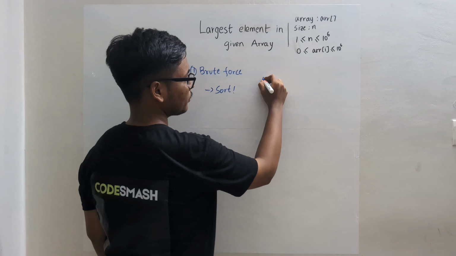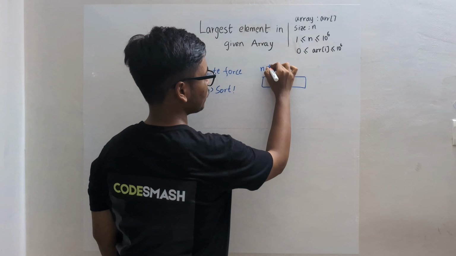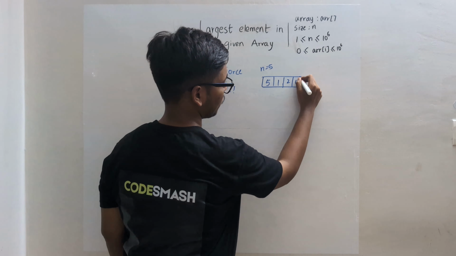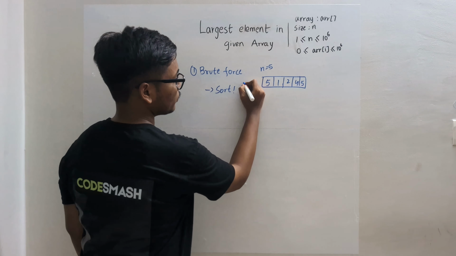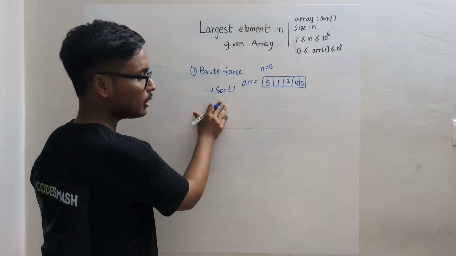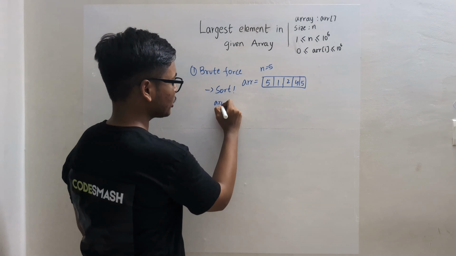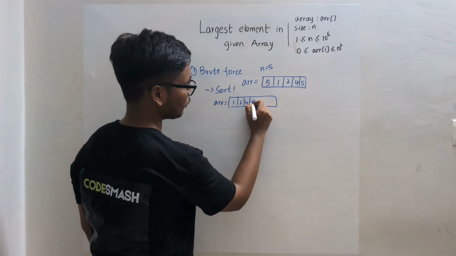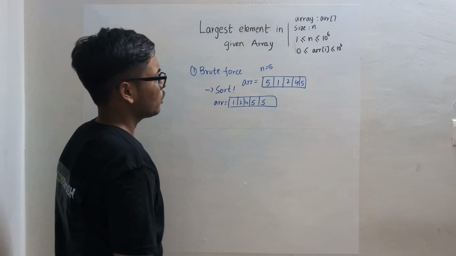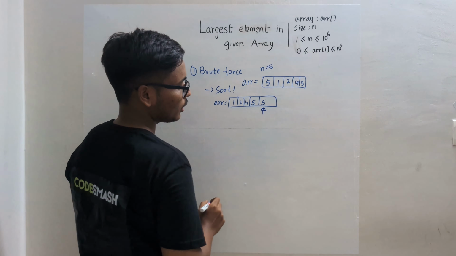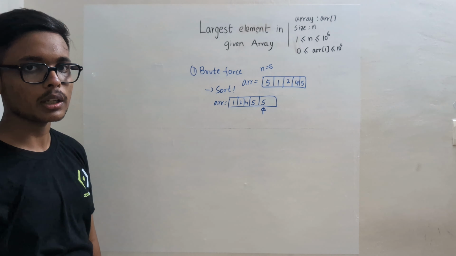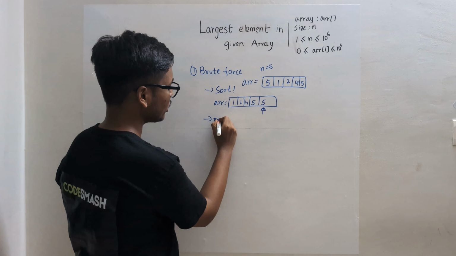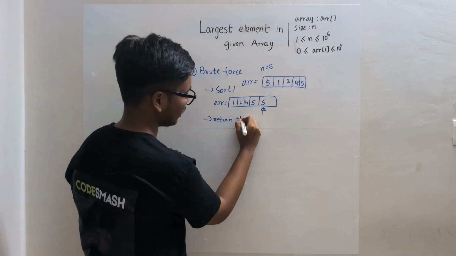If we take an example, let us take n equals 5 and the values 5, 1, 2, 4 and then 5 again. So this is the array given. First we will sort the array. So what will the array become? It will become 1, 2, 4, 5, 5. If we look at the last element of the array, that will be the largest element because we are sorting in ascending order. After sorting the array, just return the last element.